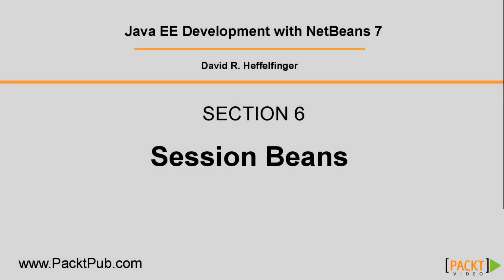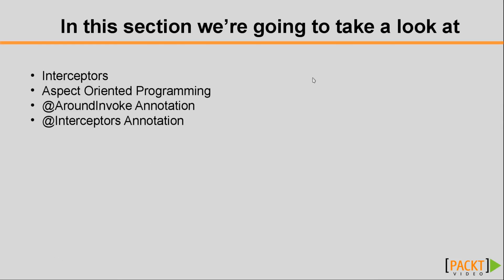Welcome back. In this section, we are going to continue talking about session beans. Specifically, we will be talking about interceptors. What are interceptors? They are Java classes that allow us to do aspect-oriented programming when using EJBs. And what is aspect-oriented programming? Well, it's a coding technique that allows us to implement cross-cutting concerns in a specific place.